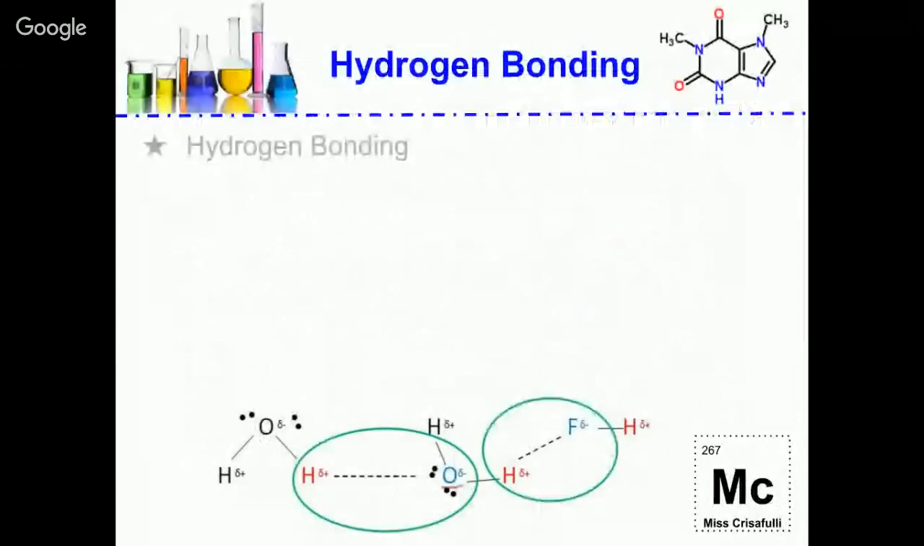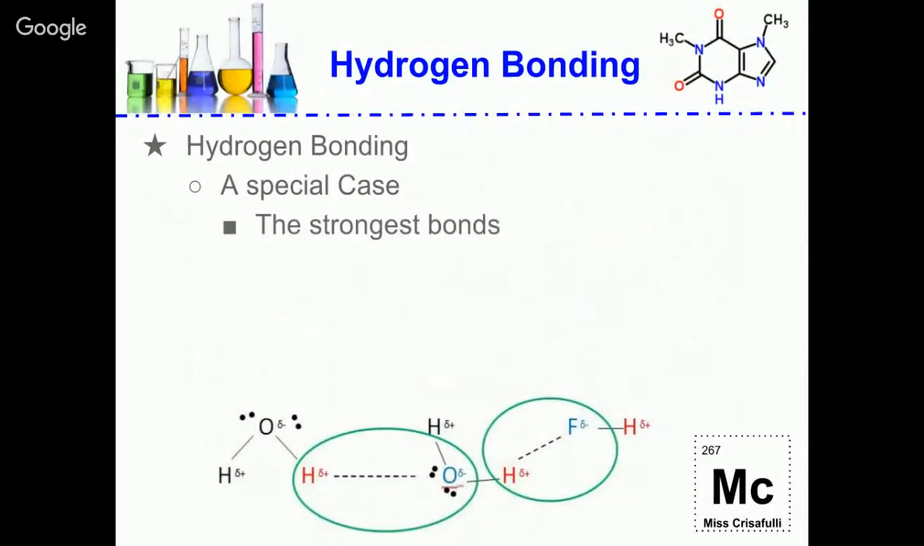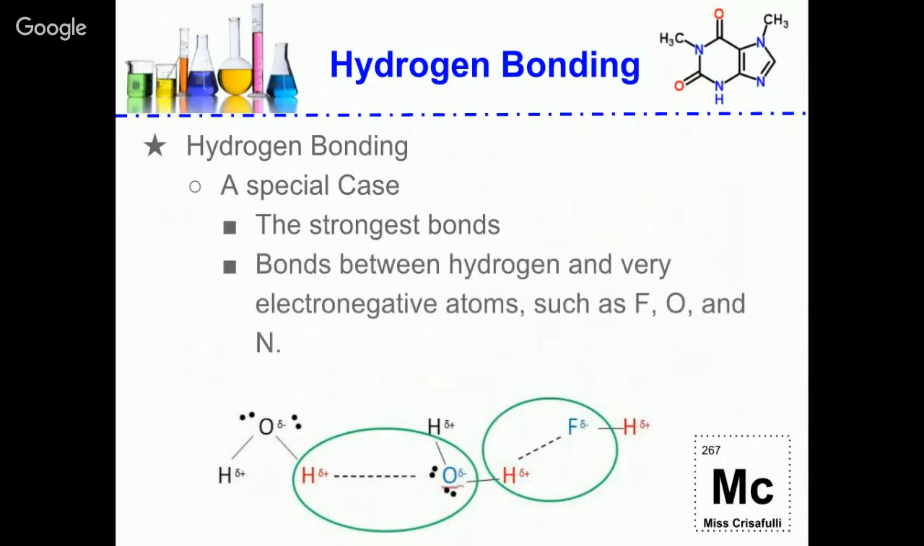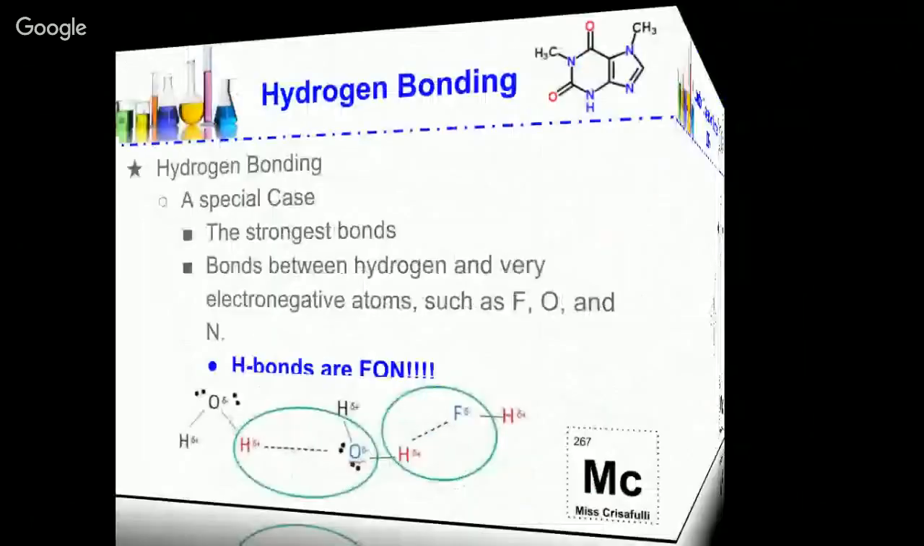Then you have hydrogen bonding. Hydrogen bonding is a special case. It's the strongest of the bonds, and it is a bond between hydrogen and very electronegative elements, so FON, so fun. Hydrogen bonds are fun. That is when the hydrogen is going to bond with an oxygen, a fluorine, or a nitrogen, and you can see some examples in the pictures below.